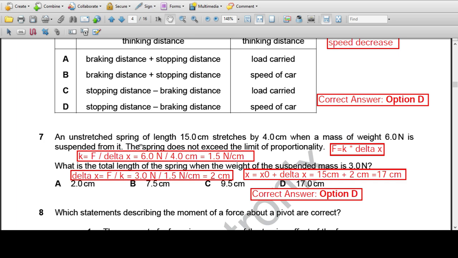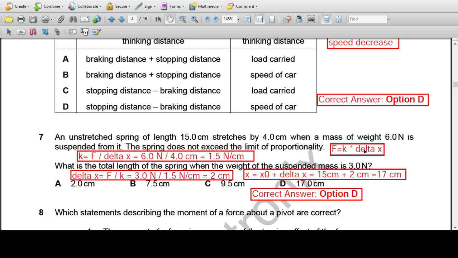So the spring does not exceed the limit of proportionality. It means that the spring is working under a linear relationship. So what is the total length of the spring when the weight of the suspended mass is 3 Newton? So instead of 6 Newton, if we place 3 Newton, half of this weight, what will be the total length? So the delta x can be obtained as F upon K.